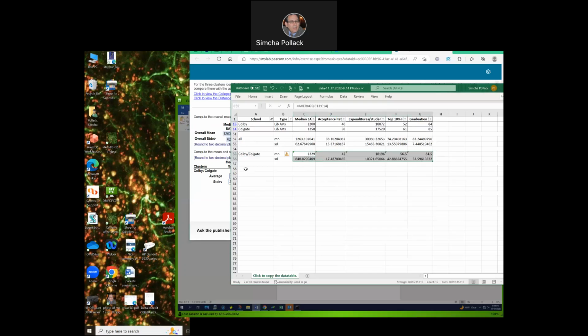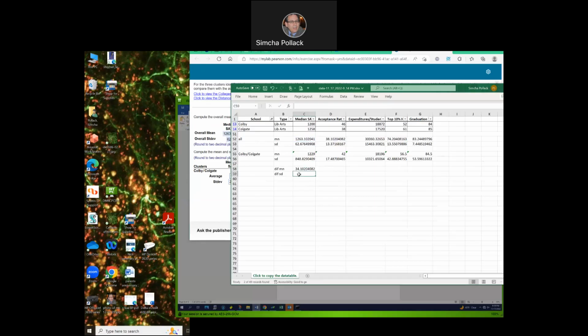Then the problem asks for the difference of the means and the difference of the standard deviations. This is also trivial. It's basically equal to C52 minus C55, and 1263 take away 1229 is equal to 34.1.